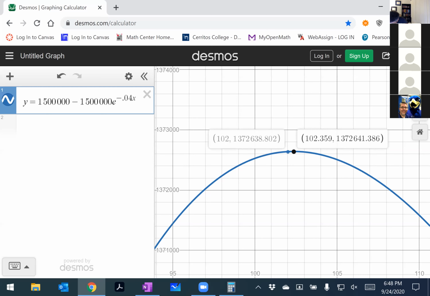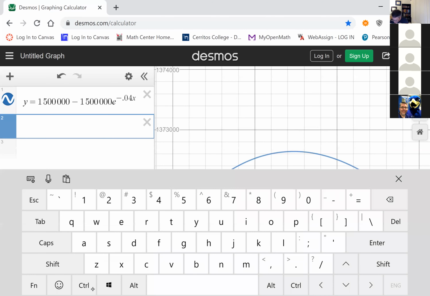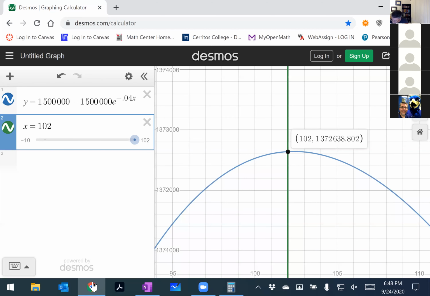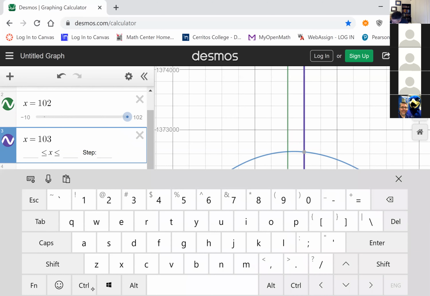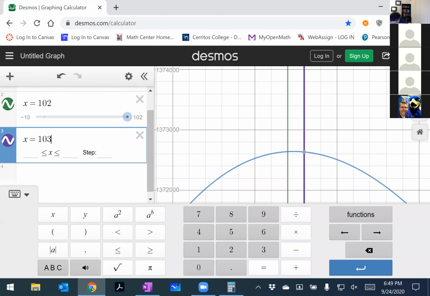Can you type in a value for X? Can I do that? Oh, maybe I can. You're right. Oh, yes. So X equals 102, and then I can find the intersection of that. Sweet. Thank you so much. Perfect. Hey, you helped me not have to hold my breath. Cool. Okay, let's also do 103, and let's compare the two.